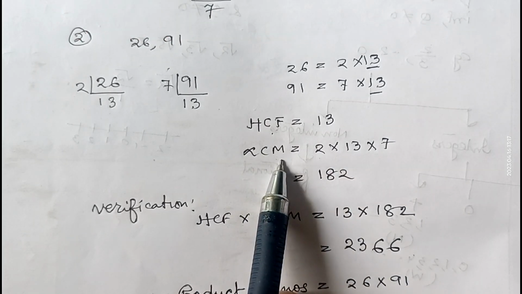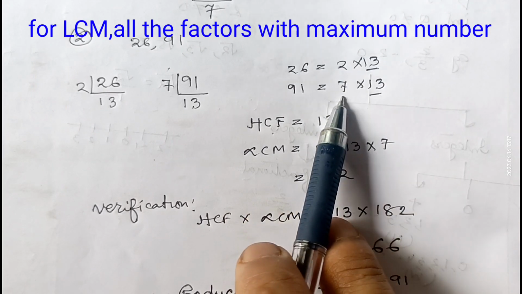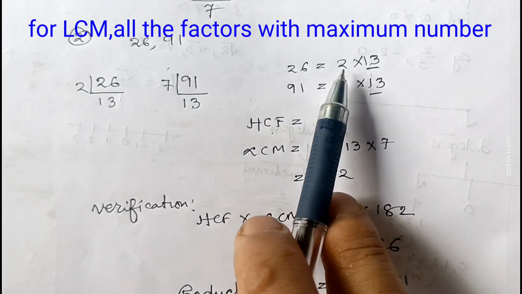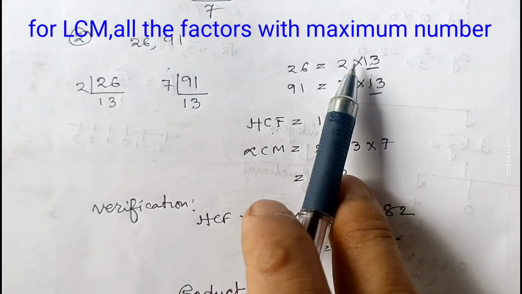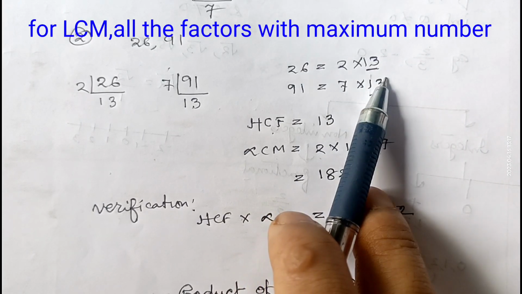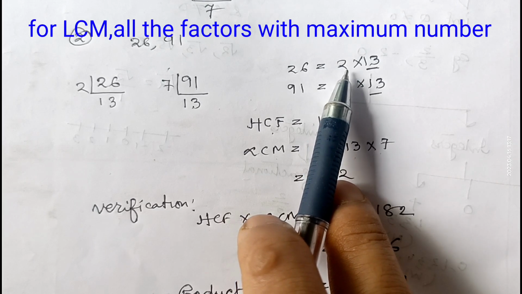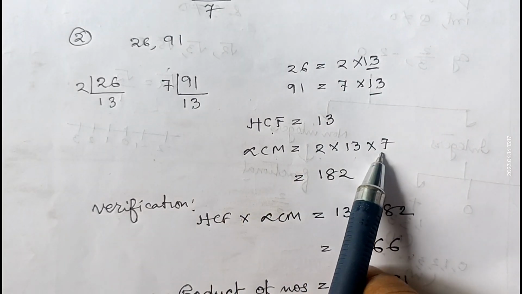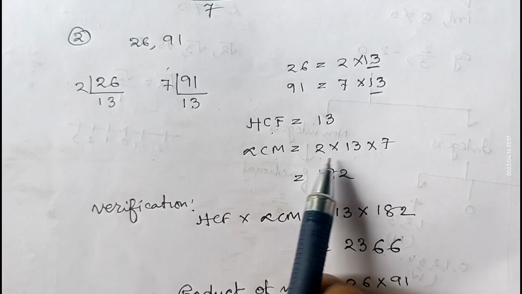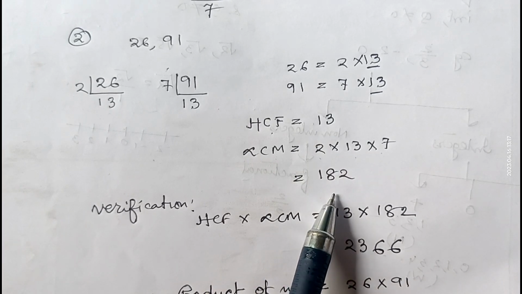Again, in case of LCM, we have to write all the factors. Whatever numbers there are, we have to write all of them. 2, 7 and 13, and we have to write the maximum power. Here the power of 2 is 1, power of 13 is 1, power of 7 is 1, power of 13 is 1. So if I write all the factors, that is 2, 7 and 13 along with the maximum power, we will get 2 into 13 into 7. If I multiply, it will be 182. So we got HCF 13, LCM 182.